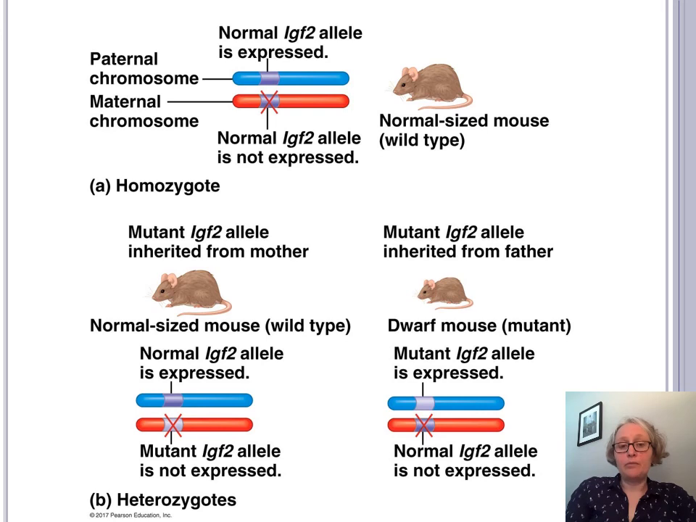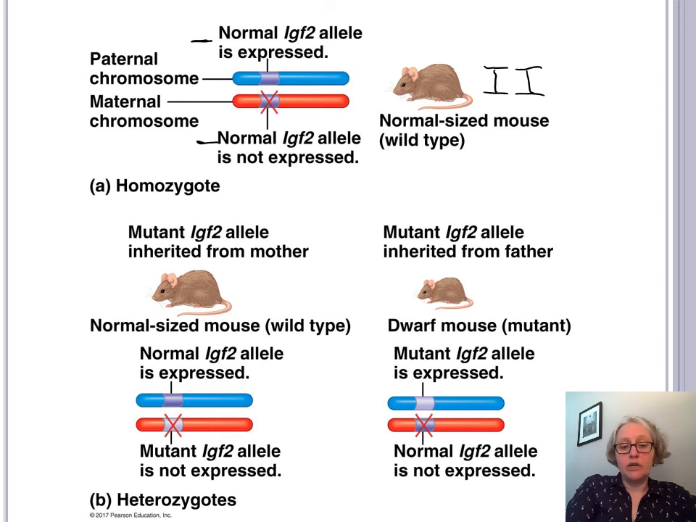Up here at the top, we get this mouse that has the normal IGF2 allele from dad and the normal IGF2 allele from mom. And so we might write that this individual is homozygous dominant. So they're normal size. That makes sense. Let's go to example B.